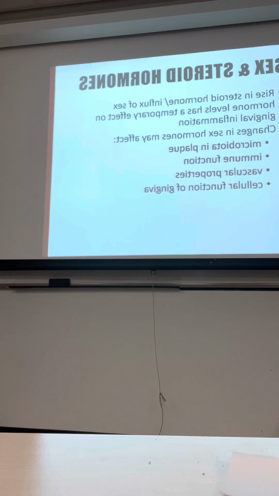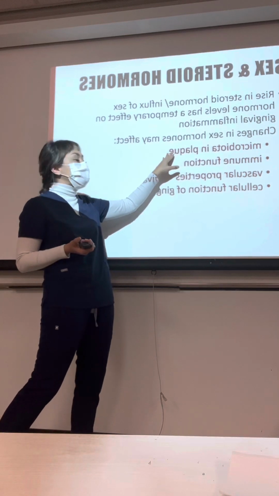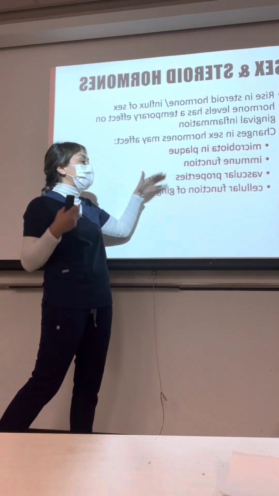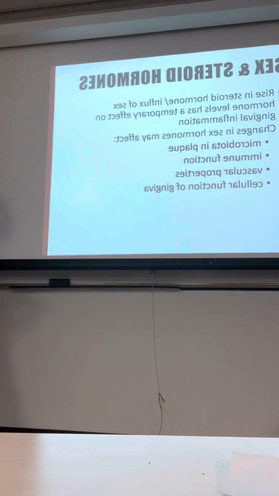So why do hormonal variations play such a big role? Obviously, an increase in the levels of hormones and influx of sex hormone levels will affect the whole body, your host response, and then that will trigger the inflammation in the gums, okay? So what happens due to that increase? The microbiota in the plaque, so the type of bacteria we start to host, can be different. Our immune function can be compromised. Vascular properties, so the blood flow, will maybe increase. Cellular functions of gingiva will change as well.